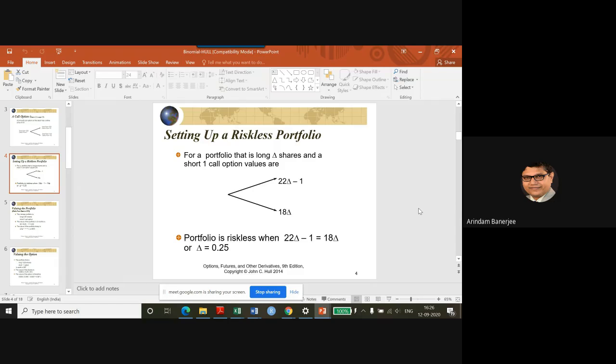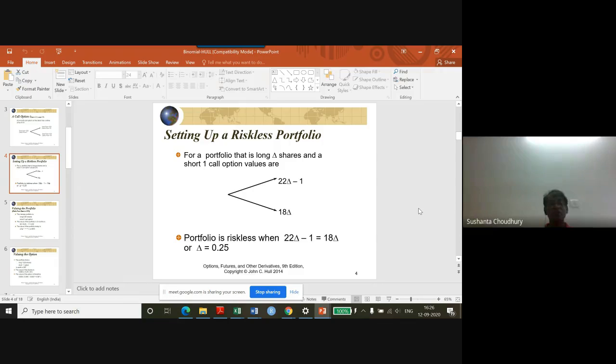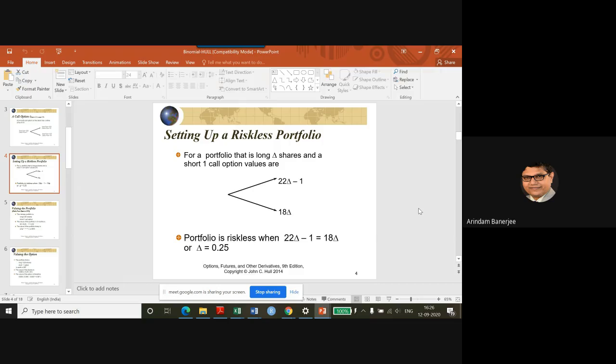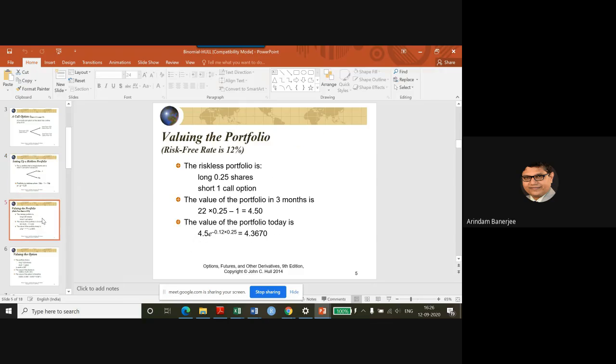So this delta is nothing but the change in price, no? No, it is not change in price. It is the part of the share which the investor is holding in the portfolio. In practice, it is basically the number of shares, yes. But here the assumption is that the investor can also hold a part of a share. In this example, the part is 0.25. So my portfolio is long 0.25 shares and short one call option.